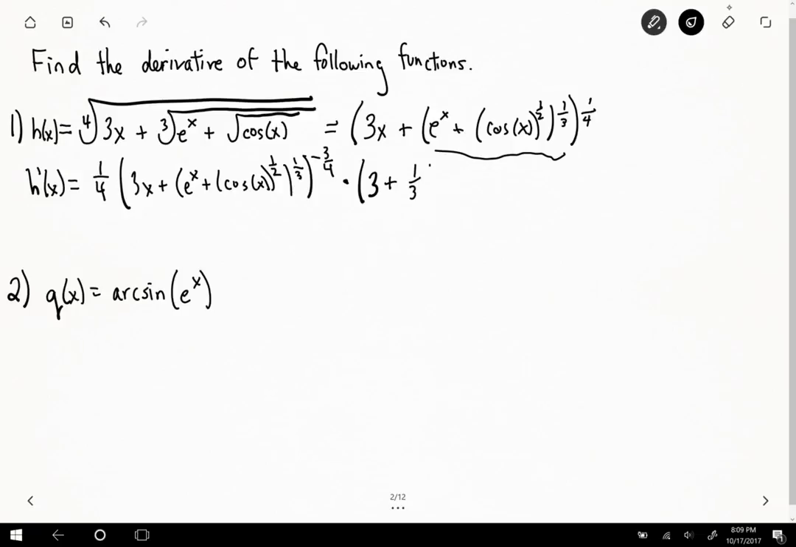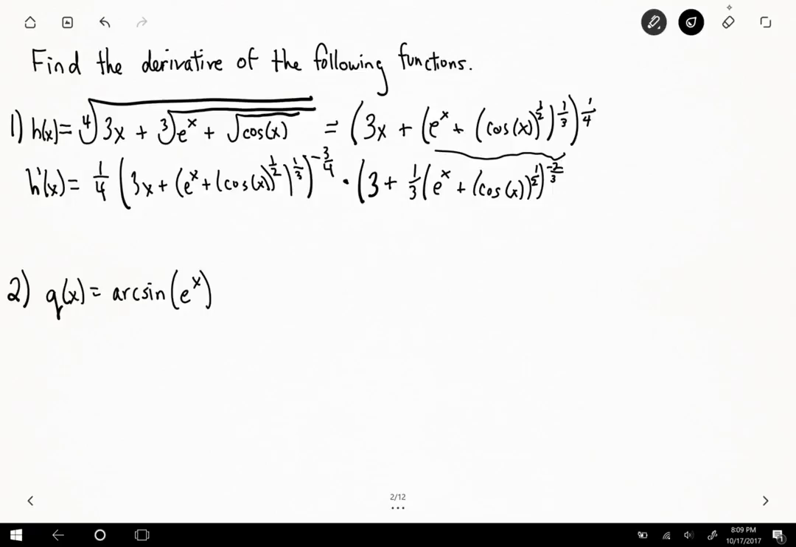So you go 1/3, and then you have e to the x, we'll write what's just on the inside, plus cosine x, and we'll put that raised to the 1/2. Now when you subtract 1 from 1/3, you get -2/3. Okay, so we have -2/3 sitting right there.